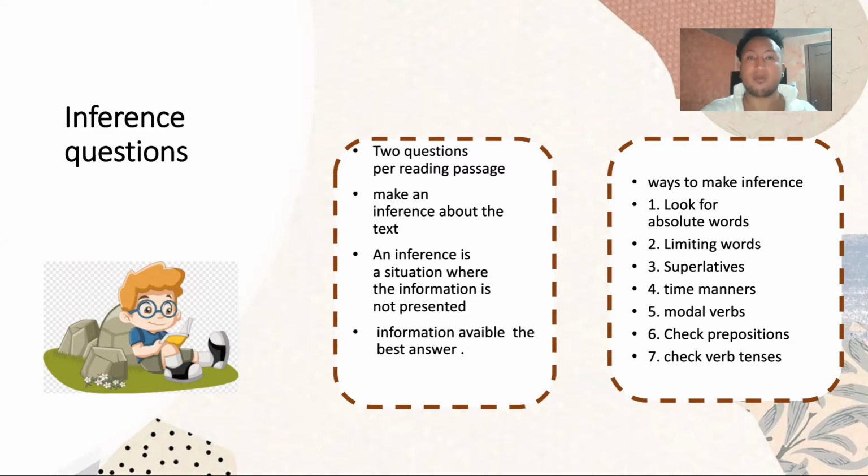Fifth, look for modal verbs such as can, might, must, have to. Sixth, check the prepositions to establish a relationship between nouns. And the last, seventh, check verb tense. In this part, they put the things into order.